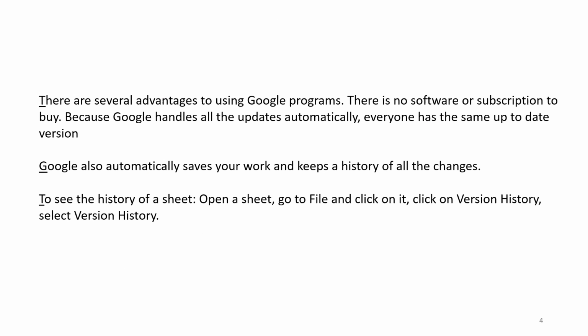There are several advantages to using Google programs. There is no software or subscription to buy. Because Google handles all of the updates automatically, everyone has the same up-to-date version. Google also automatically saves your work and keeps a history of all the changes. To see the history of a sheet, open a sheet, go to File, and click on Version History. Select Version History.